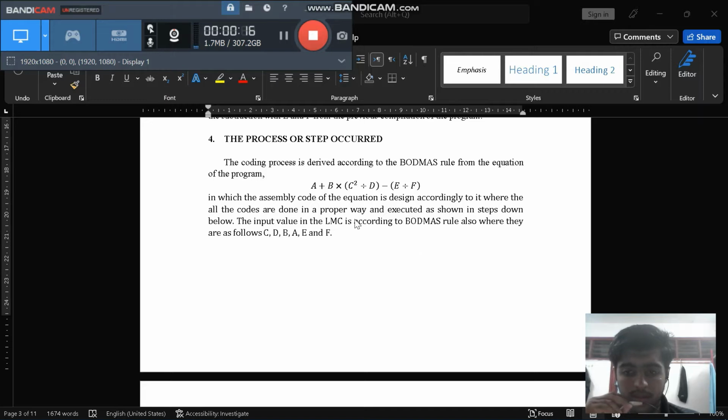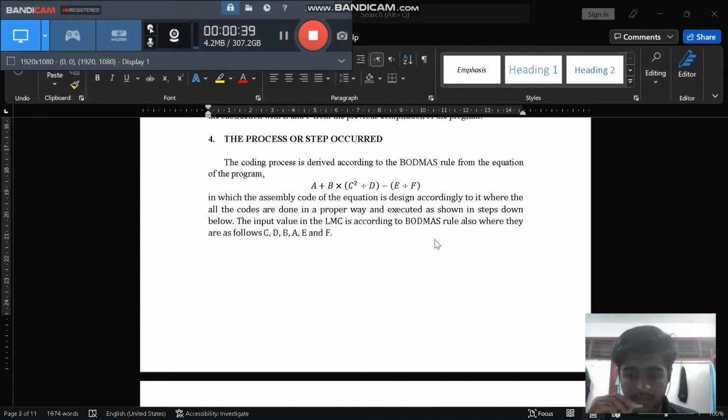I will explain about the process or the steps that occur in the execution of the program of LMC, which is Little Man Computer. As we know, the coding process follows the BODMAS rule, and our equation is a plus b times c square divided by d, minus the bracket e divided by f.